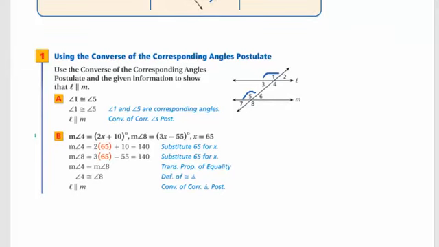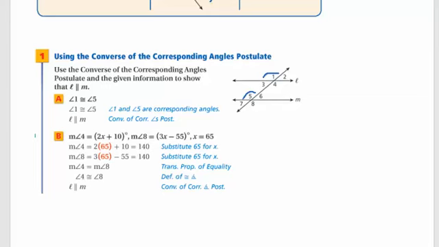So you just would have to write that then, because of the converse of corresponding angles postulate, these are parallel lines. L would be parallel to M.